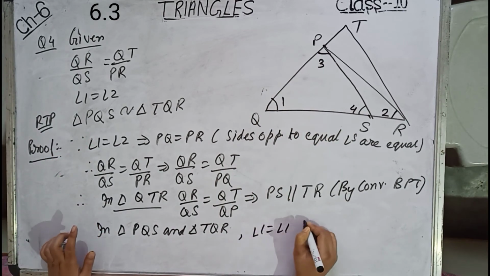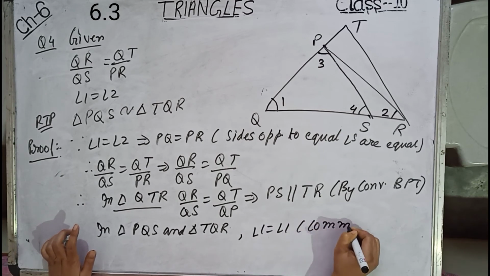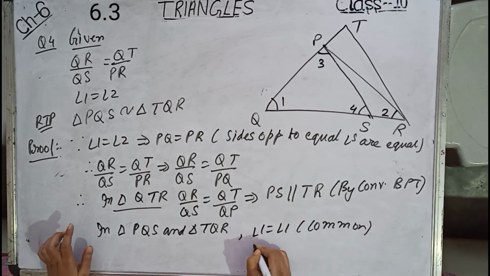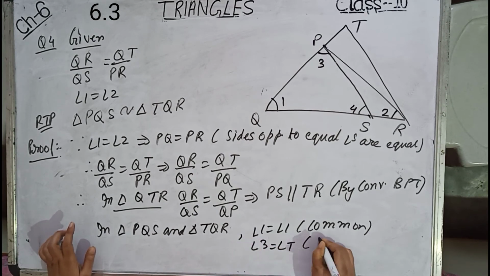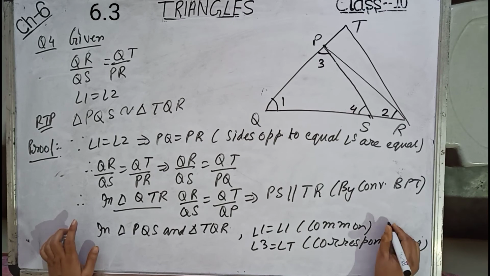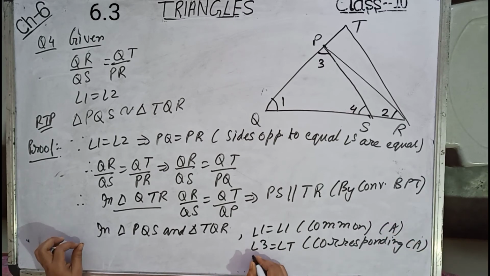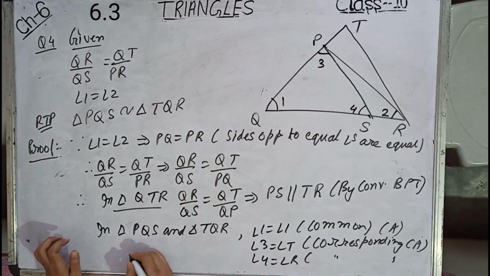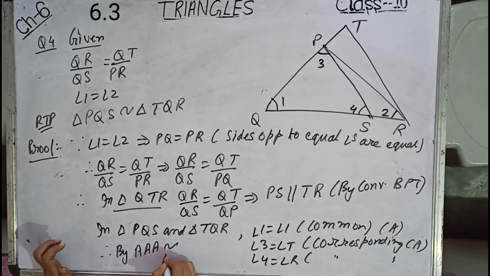Angle 1 equals angle 1, common. Angle 3 equals angle T, corresponding angles. And angle 4 equals angle R, same thing. Therefore, by triple A similarity, triangle PQS is similar to triangle TQR.